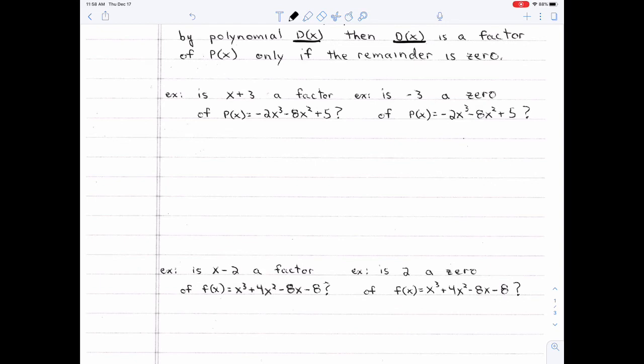Is x plus 3 a factor of p of x? Okay? Now, how do we figure that out? Just divide. Okay? Now, since it's x plus 3, I'm going to use synthetic division. Just easier. So we've got negative 3 in the box, and we've got negative 2, negative 8. Remember, you've got a cube, a square. You have to put in the missing x coefficient and then 5.